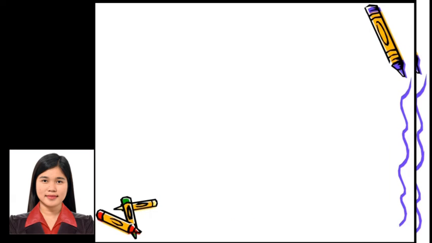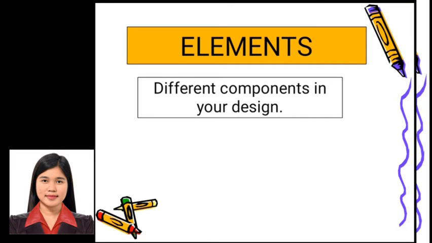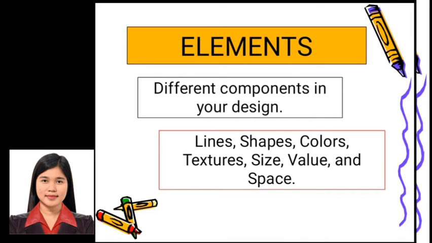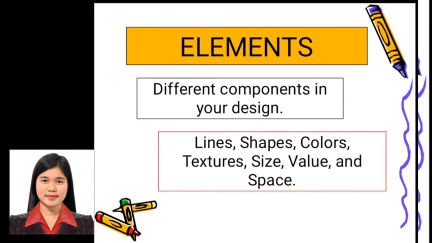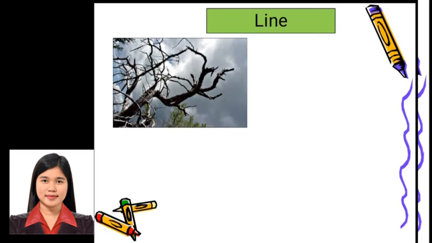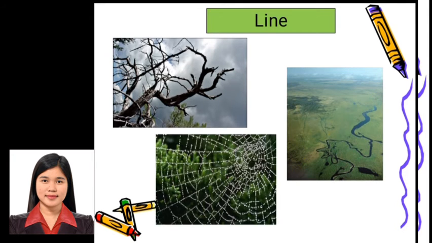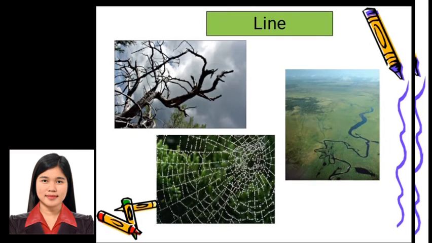After the art, let's have the elements. So, elements are the different components in your designs, such as lines, shapes, colors, textures, size, value, and space. So first, let's talk about the lines. So everywhere you look, you see lines. In nature, you can see lines in tree branches, in a curving river, or in a spider's web.